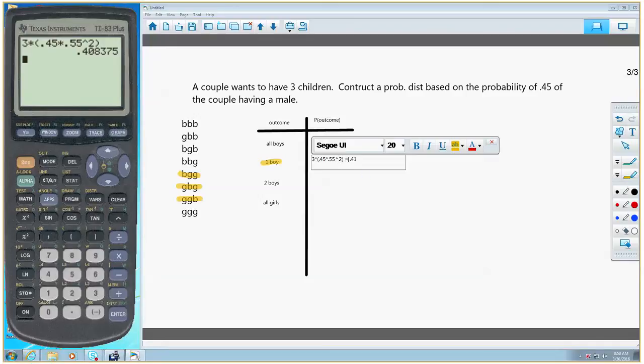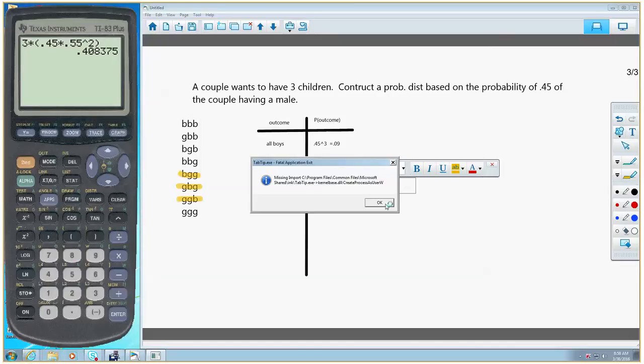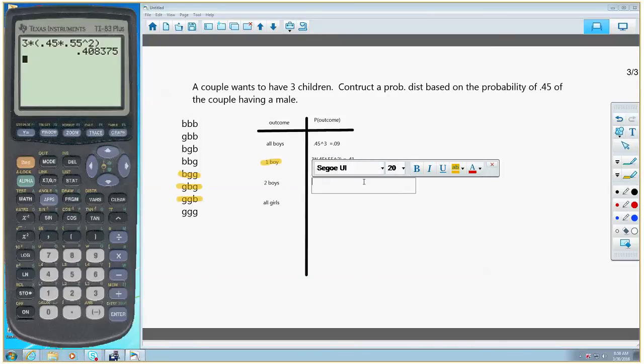Now you do the third one. Will it be 3 times something? Yes. Three times, parentheses, blah, blah, blah.